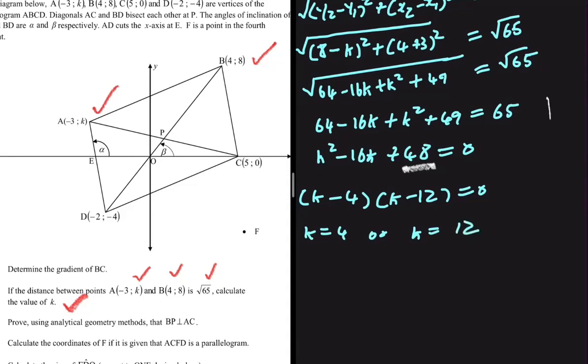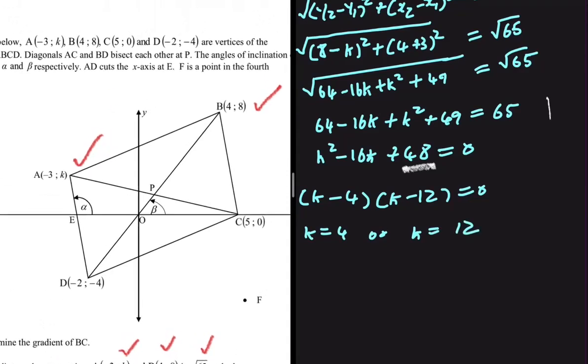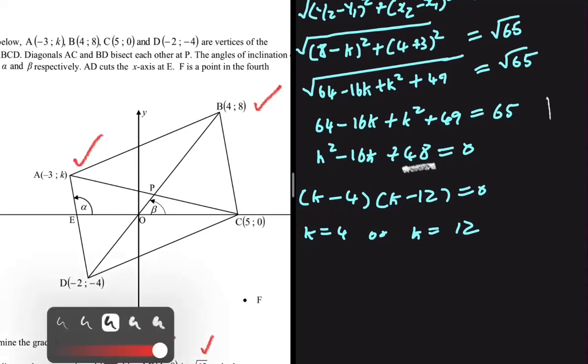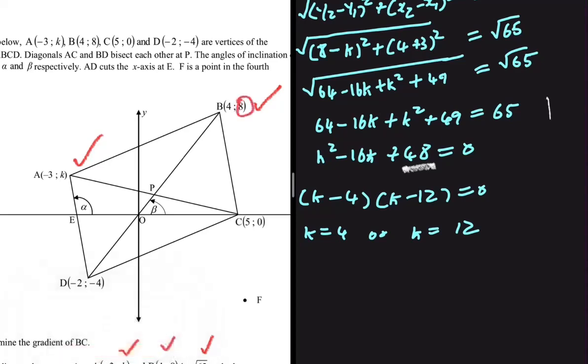Let's look at what makes sense between 4 and 12. B is clearly above A in terms of the y value. So if the y value of B is 8, then the y value of A should be less than 8. So this k is equals to 12 cannot be correct, meaning that the answer is k is equals to 4, the y value of A.